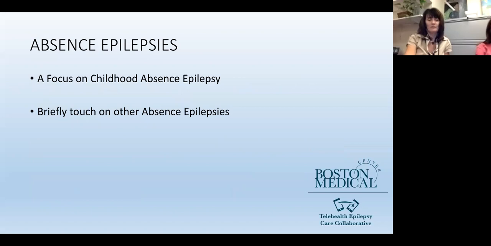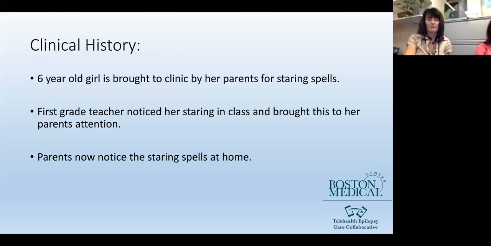I'm going to go over a vignette of a case of absence epilepsy, and Dr. Jonas is going to go over a case of benign Rolandic, so we'll be taking turns. We're going to focus mostly on childhood absence epilepsy, but I will also touch on some of the other absence epilepsies. So here's our clinical vignette. A 6-year-old girl is brought to clinic by her parents for staring spells. The first grade teacher noticed her staring in class and brought this to her parents' attention. The parents now notice the staring spells as well at home.